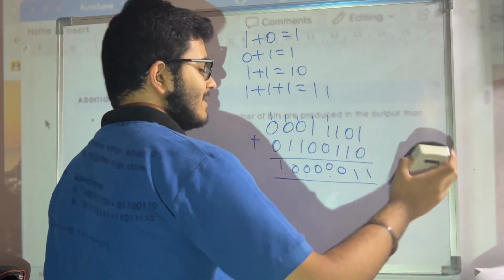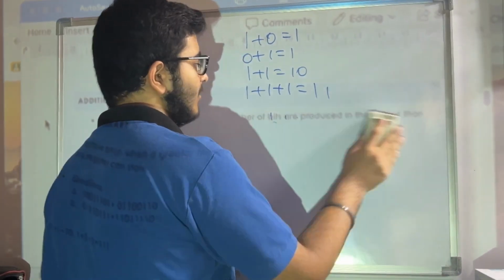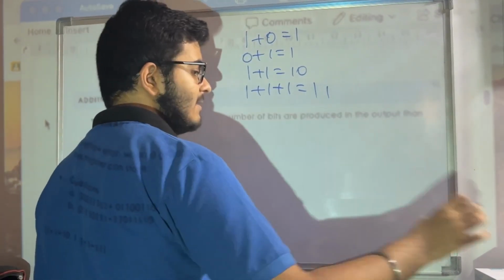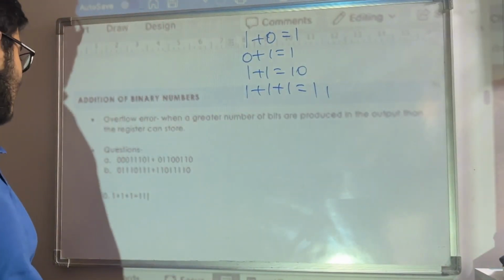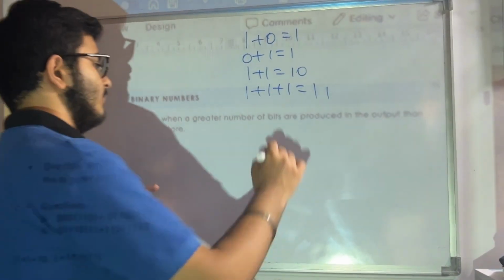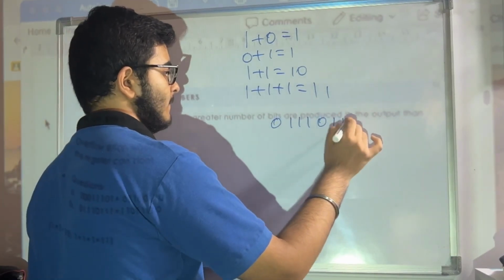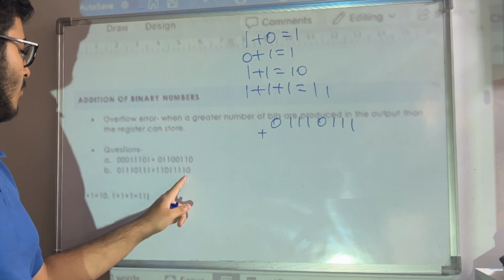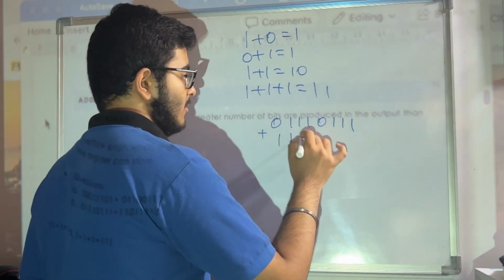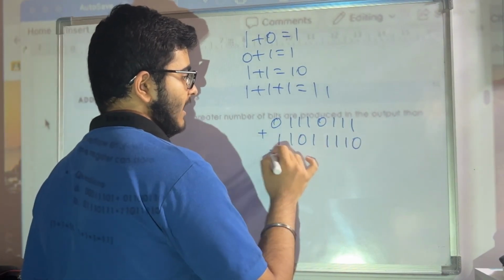Now let's do one more example and see what happens. This is a pretty important example. Okay, so our example is 0111. We add that to 1101 1110. Let's add them.